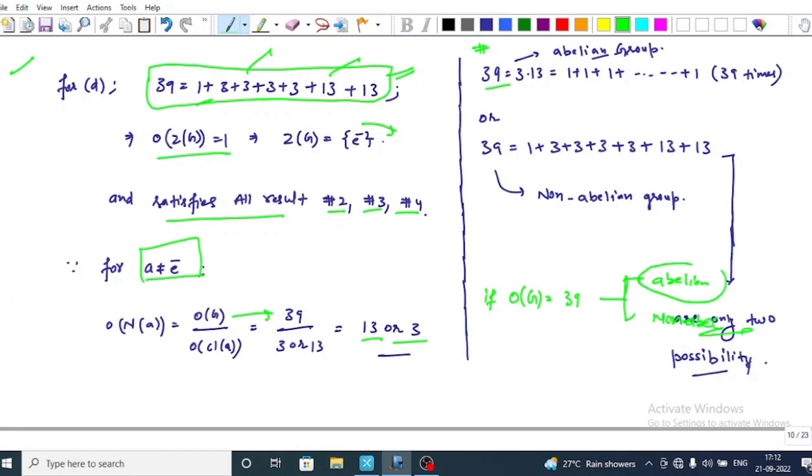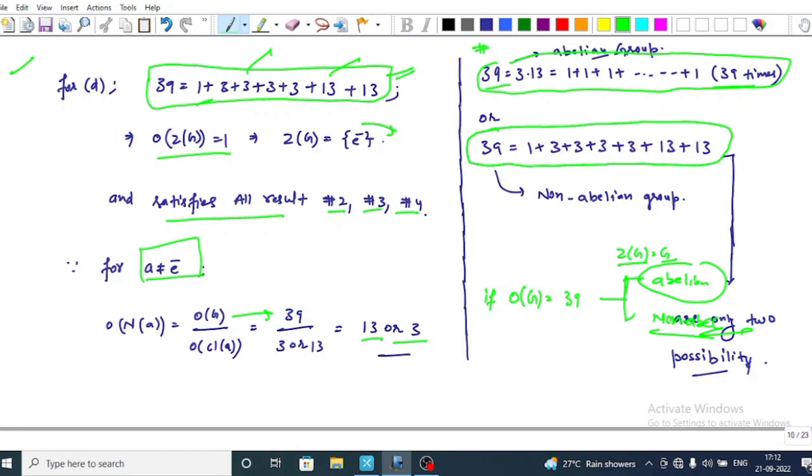For an Abelian group, we know that ZG is equal to G, and the order of the group is 39. This implies that the order of ZG is 39, that is, one repeated 39 times. This is the class representation of an Abelian group of order 39. Also, if G is non-Abelian, in this case the class representation of a 39 order group is this: 1 plus 3 plus 3 plus 3 plus 3 plus 13 plus 13.